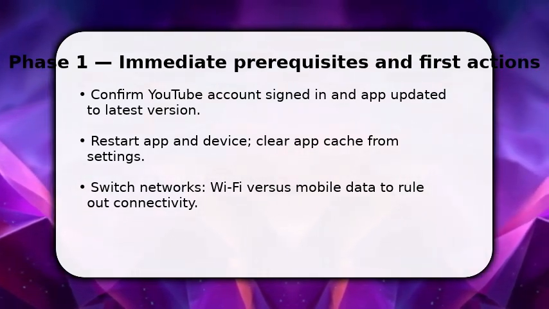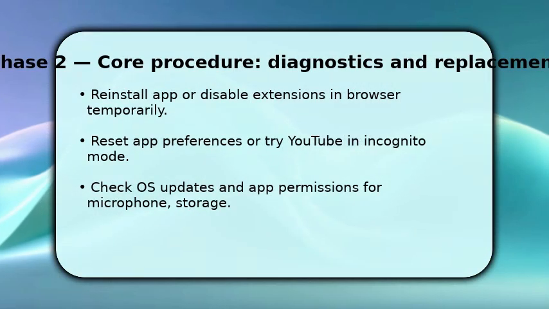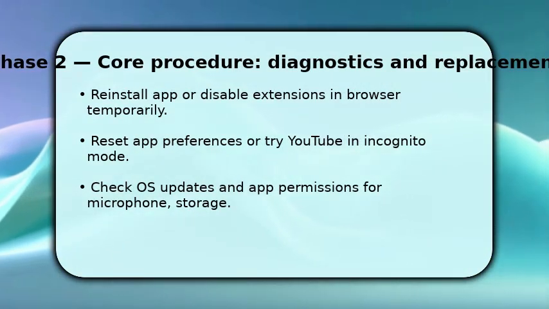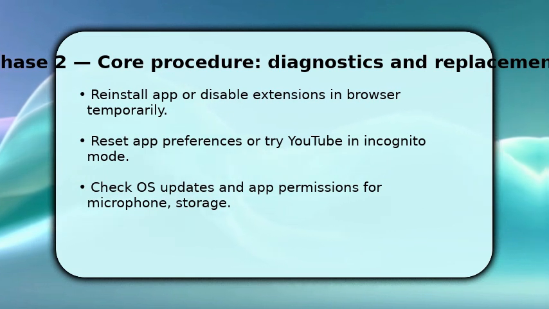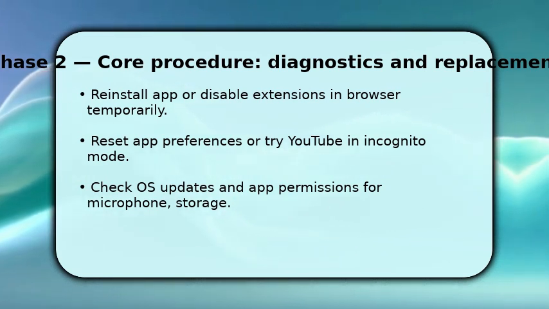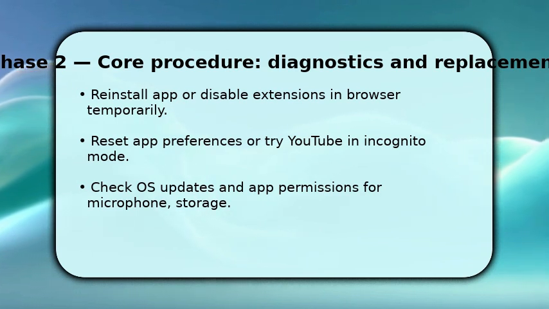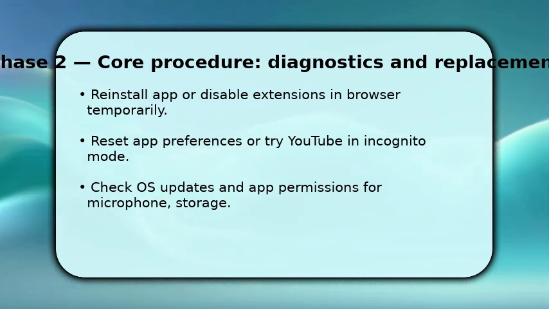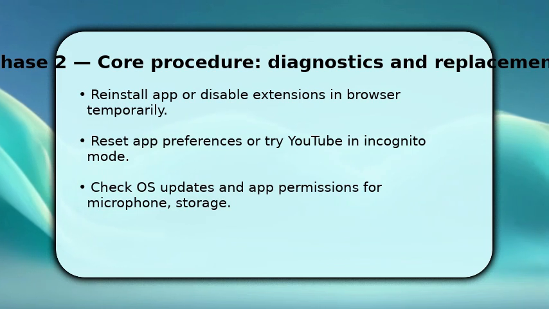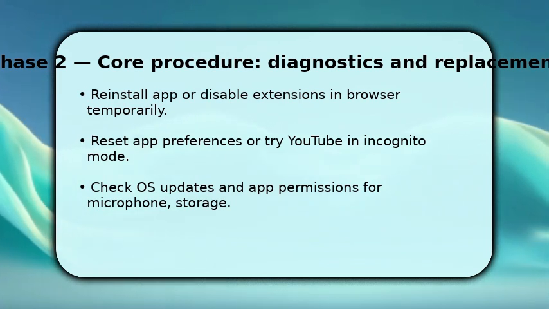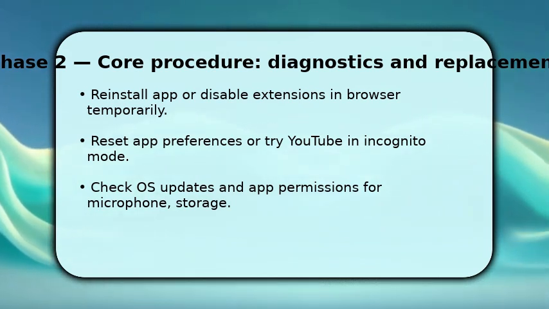Once basic steps don't restore the search bar, move into deeper fixes. You should reinstall the YouTube app, uninstall then install again. This replaces damaged components. On desktop, disable browser extensions or open an incognito window to test if an extension blocks the UI. Reset app preferences if available, and make sure the app has necessary permissions like storage. Also verify your device OS is up to date, because outdated systems can break compatibility with new YouTube UI elements.